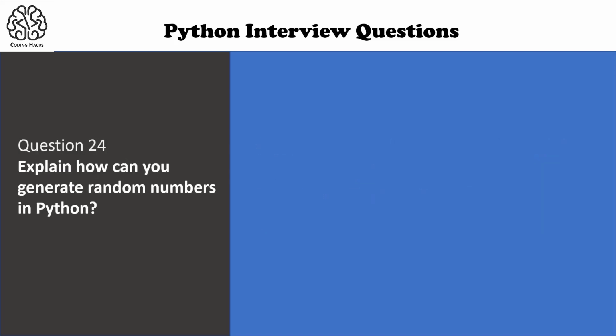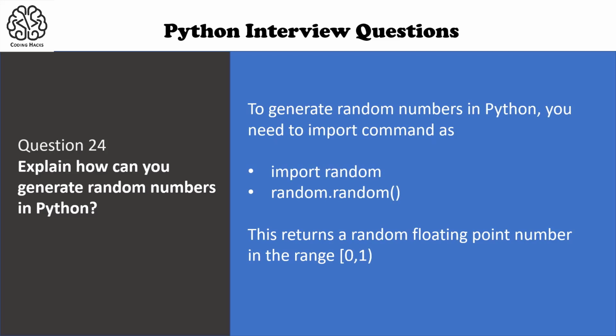Question number 24 is, explain how can you generate random numbers in Python? To generate a random number in Python, you need to import random and use the random.random function. This returns a random floating point number in the range of 0 to 1.